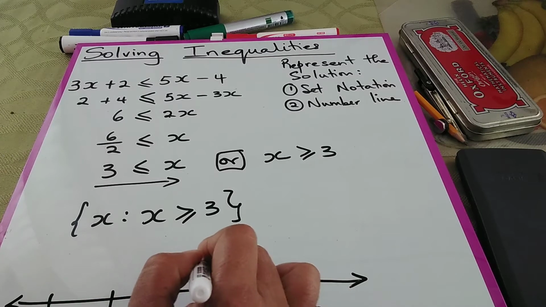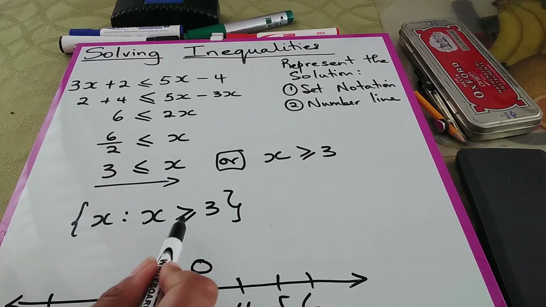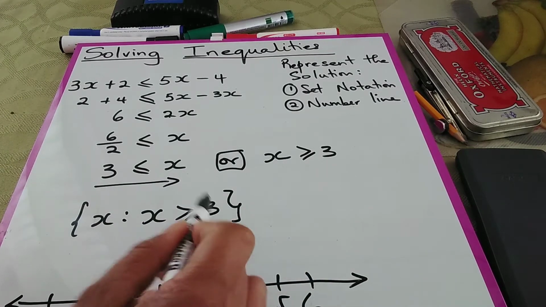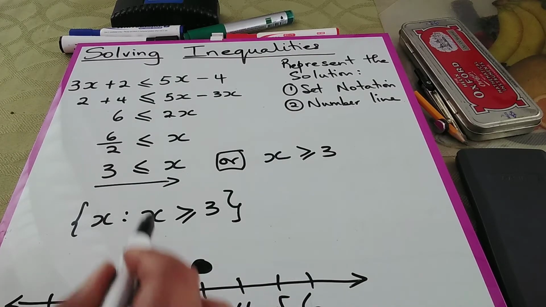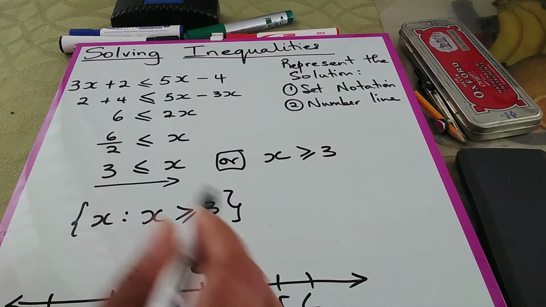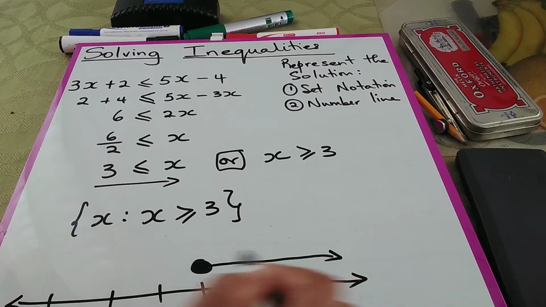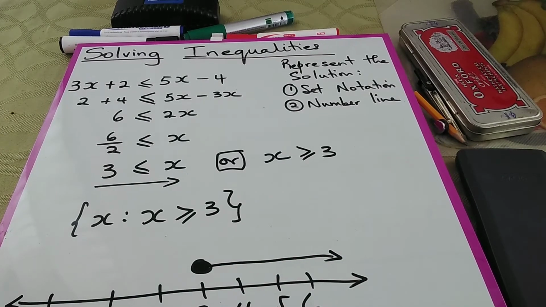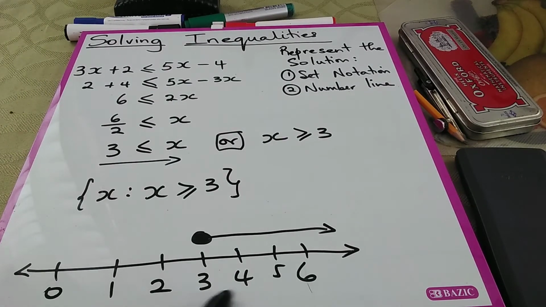Put the circle above 3 because 3 is the solution. It has an extra bar, which means it includes the value of 3, so we're going to shade the circle. So x is greater than or equal to 3. Those values will be 3, 4, 5, 6, going in that direction. So from 3 to 6 and beyond is the solution.